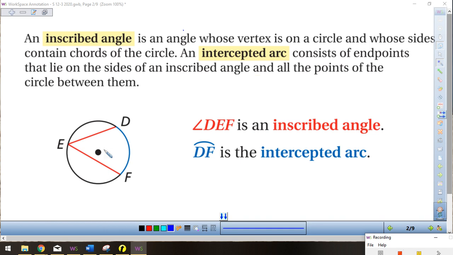An inscribed angle is an angle whose vertex is on a circle. So the vertex is on the circle, and its sides contain chords of the circle. Essentially, the vertex is on the circle, and the other two parts of the angle go out into the circle somewhere and end up ending on the circle. The arc that is created by the endpoints of the angle is called the intercepted arc. So this is your inscribed angle. This is your intercepted arc.